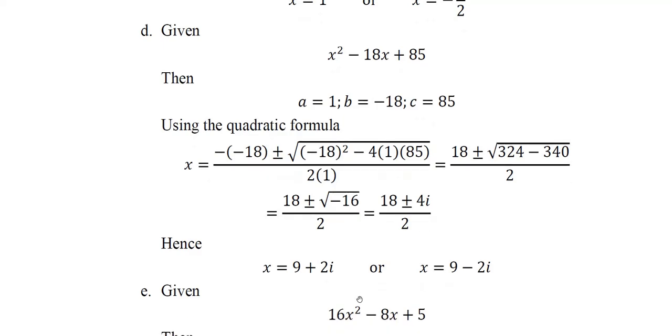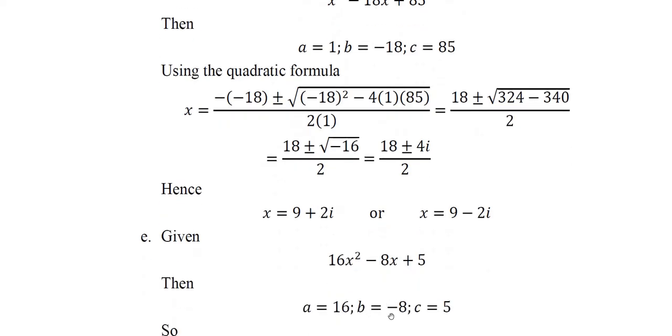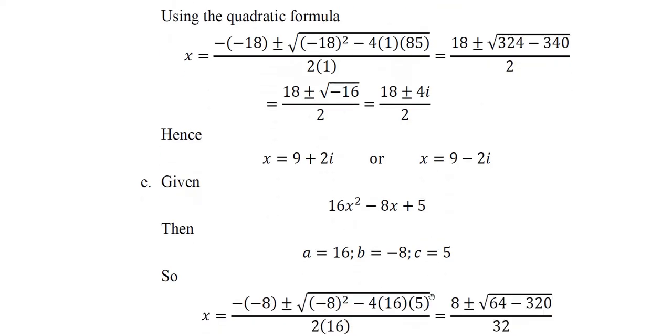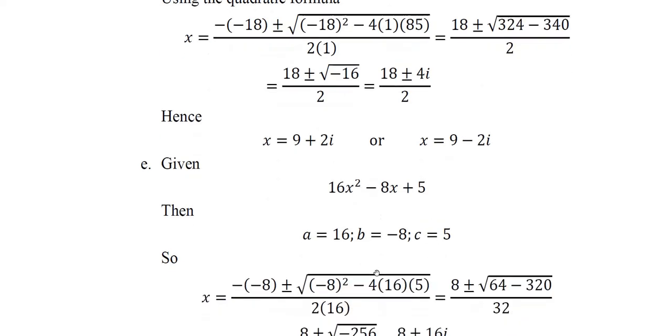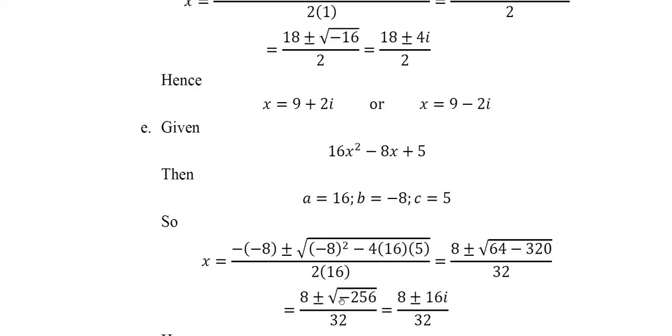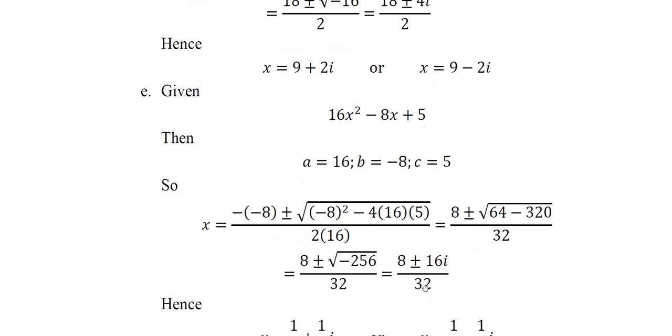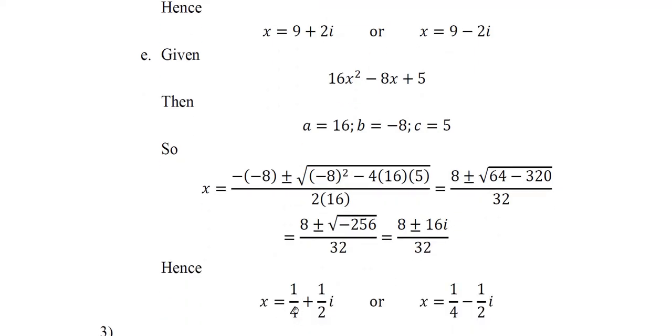Part E. Given 16x squared minus 8x plus 5, then a is 16, b is negative 8, and c is 5. So, using the quadratic formula, I get the square root of negative 256. Again, this is real, and this is real, so the complex numbers that I get should be complex conjugates of each other. So, 8 plus or minus 16i all over 32 tells me that x is equal to a quarter plus a half i, or x is equal to a quarter minus a half i.